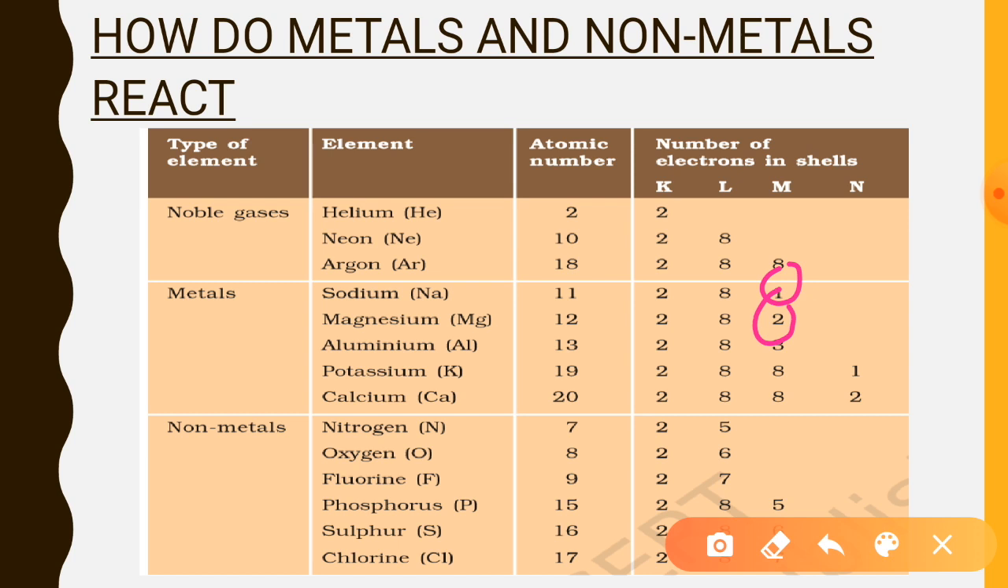Now next, non-metals. Nitrogen has valency 3, oxygen 2, fluorine 1, phosphorus 3, sulfur 2, and chlorine 1. So we have discussed the octet rule and the chemistry of elements on the basis of that.